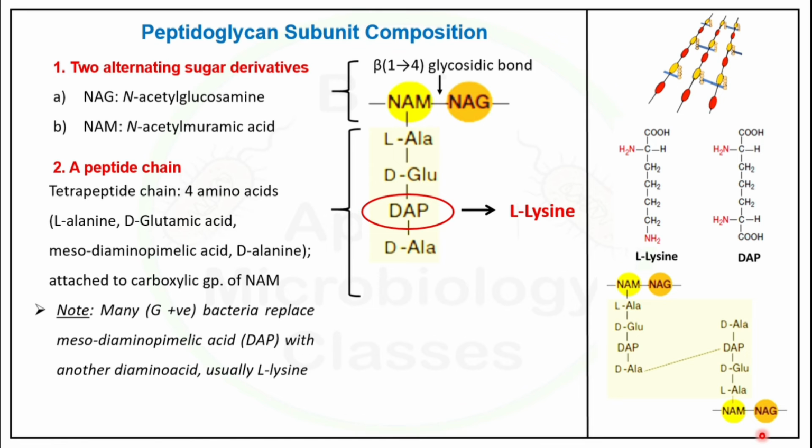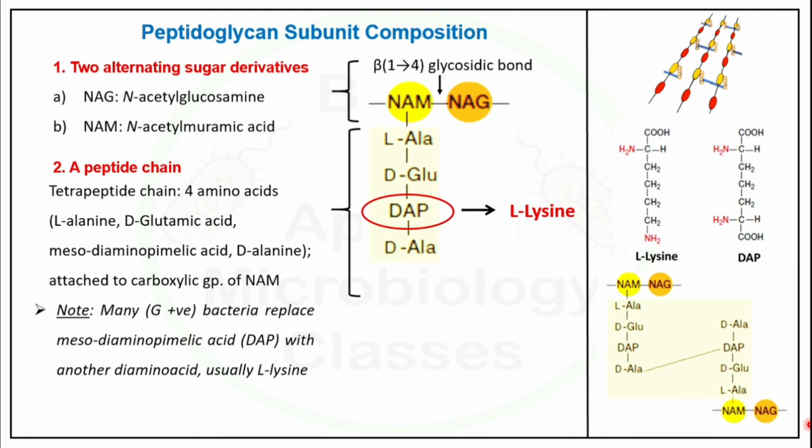But here you need to know that L-lysine is going to replace what? Meso-diaminopimelic acid. Both are diamino acids, and diamino acids means they have two amino groups. Why are these two amino groups required? One for forming a bond with the adjacent amino acid, and another for making cross-links, so that different chains of peptidoglycan can be attached to each other, right?